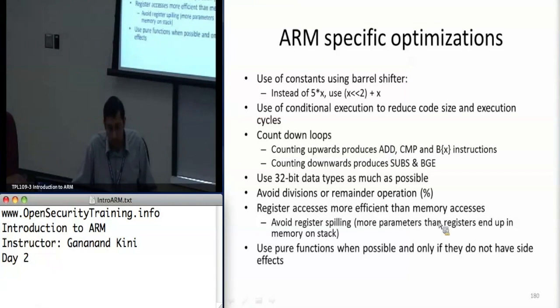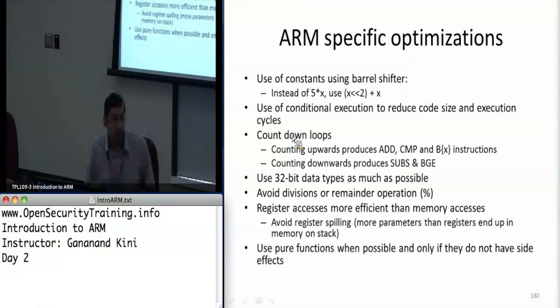Another thing is, since ARM is 32 bits, it's always good to use 32-bit data types as compared to non-multiples of 32, because misaligned memory accesses can be very costly. Another one to avoid is divisions. As we all know, the Cortex-A profile doesn't have any integer division operation, so it's best to avoid division as much as possible. It's a very expensive software-based operation. And register accesses are always more efficient than memory accesses. Registers are implemented as flip-flops on the hardware, so the ARM processor can directly access these values as opposed to asking the memory controller to go fetch something.